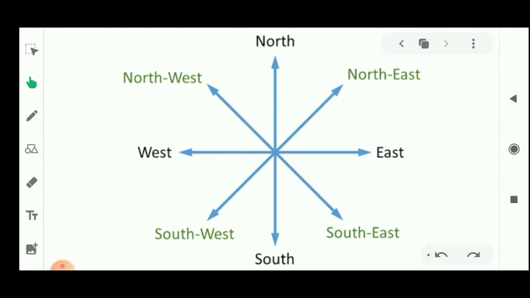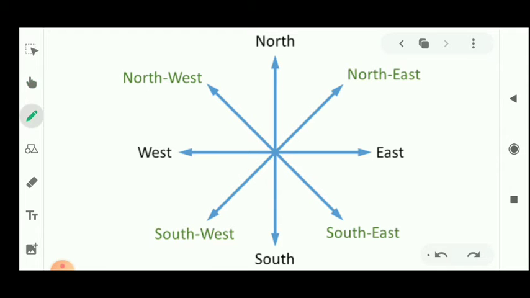Student, for the solution of this question, firstly we have to draw this diagram. We have to draw the directions like north, south, east and west. Then we have to make other directions like northwest, northeast, southeast, southwest. After making this diagram, we have to solve the question.